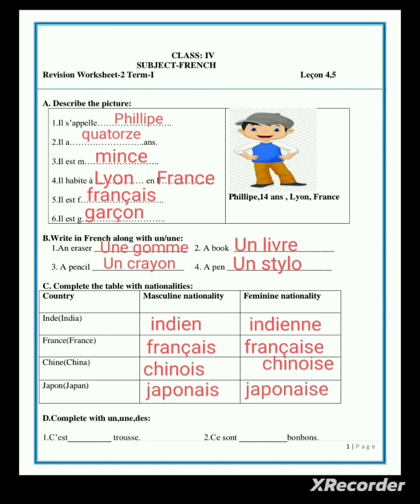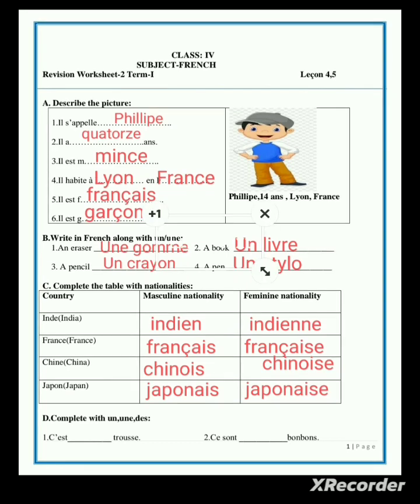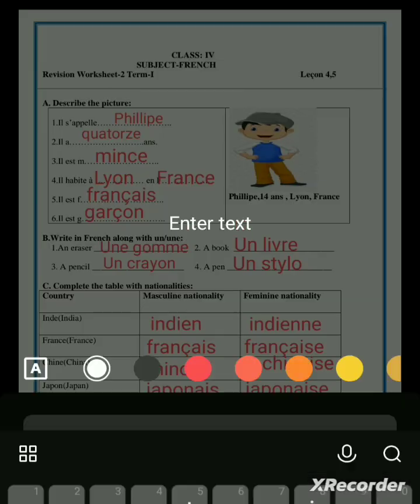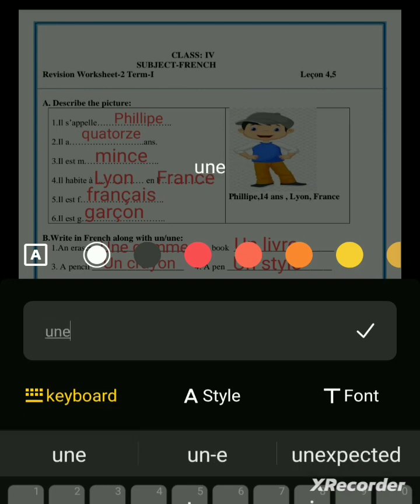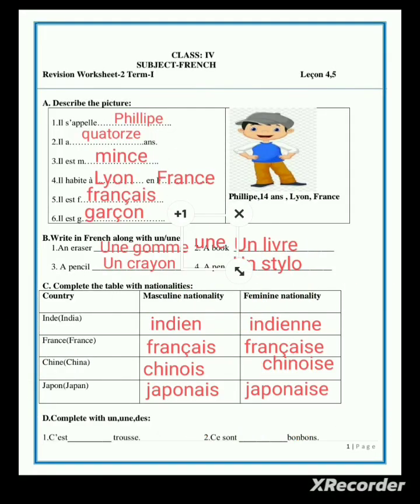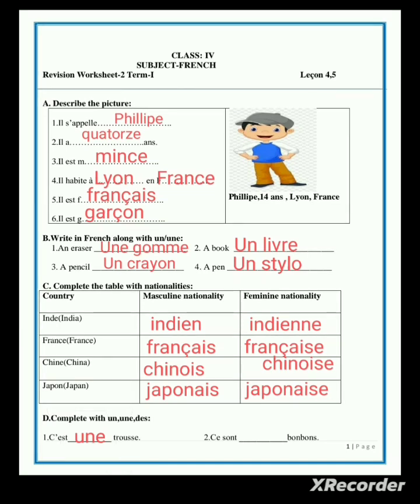So first is c'est trousse. Trousse is pencil box, and your pencil box is feminine in nature. So which article I have to put here? Un, une. Tell me which article? Yes, une. Why une? Because the trousse is feminine in nature.